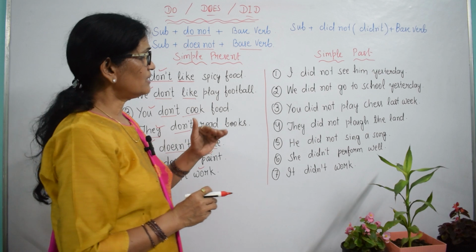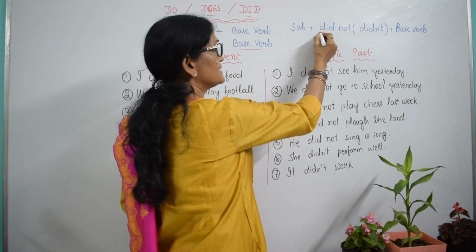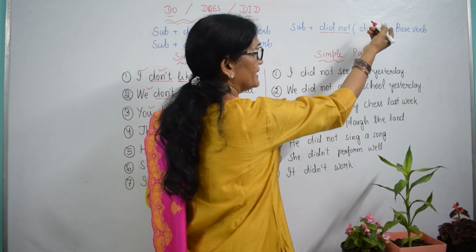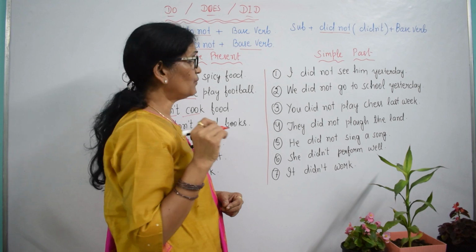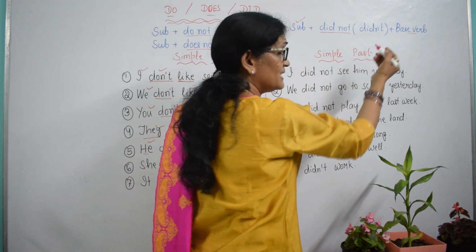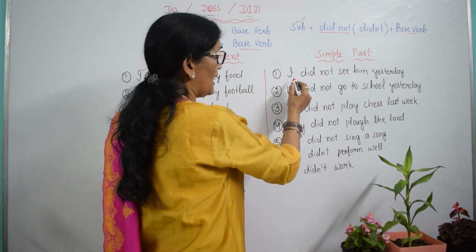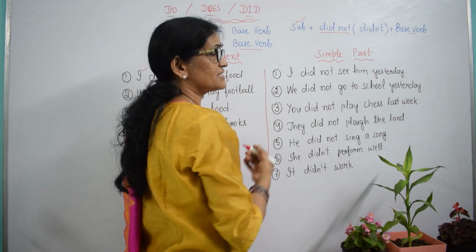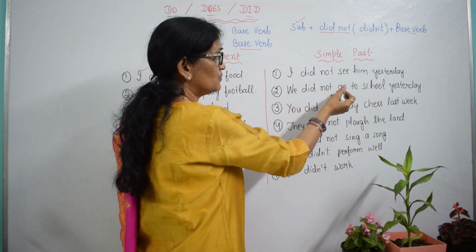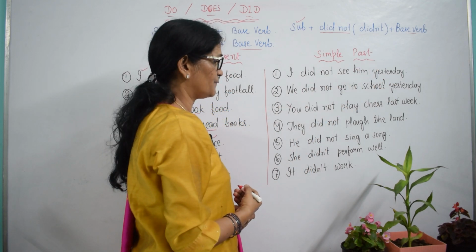Then come to simple past. In simple past, did is the auxiliary verb. In negative sentences, did not or didn't. Subject plus did not plus base verb. In simple past also, we use only the base verb. I didn't see him yesterday or I did not see him yesterday. We didn't go to school yesterday or we did not go to school yesterday.